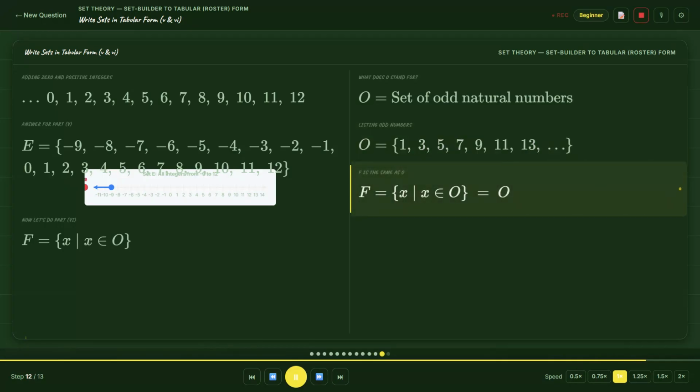The rule for F just says X must be in O. There is no extra condition. So F is exactly the same as the set of all odd natural numbers. Simple as that.